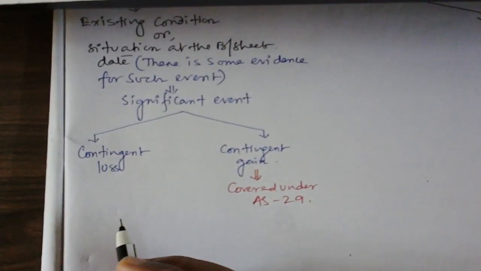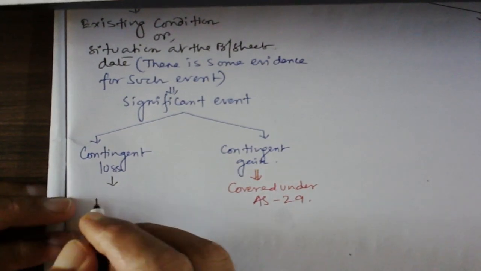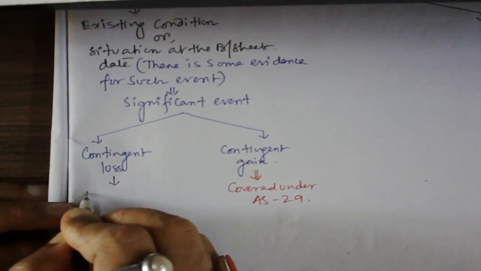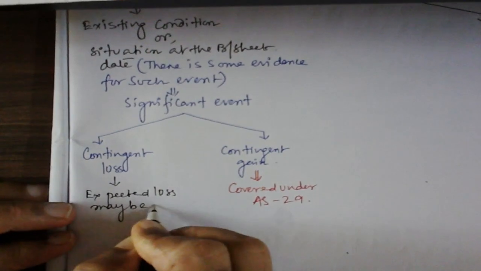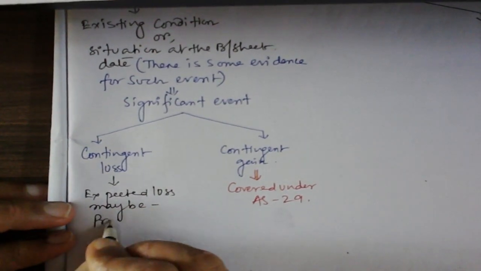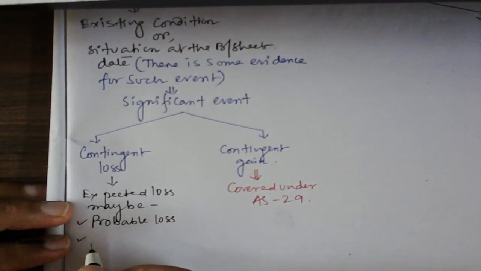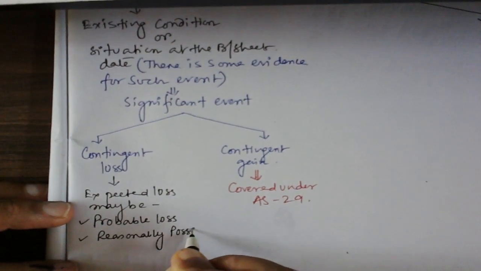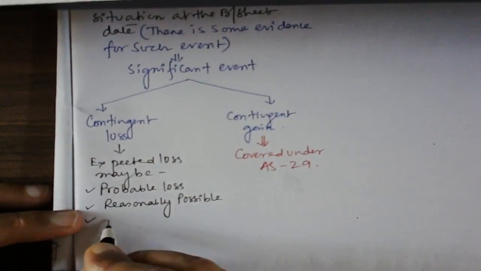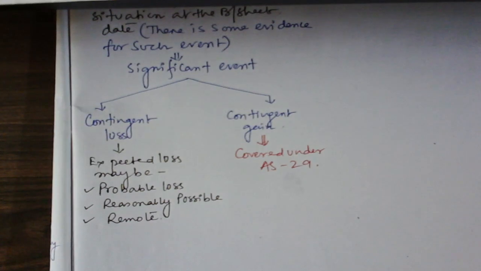Now contingent loss. What we are going to talk about is an expected loss. You can write here contingent loss. Expected loss, maybe probable loss, it may be reasonably possible, and you can say remote. So contingent loss, expected loss, maybe probable loss, reasonably possible and remote.